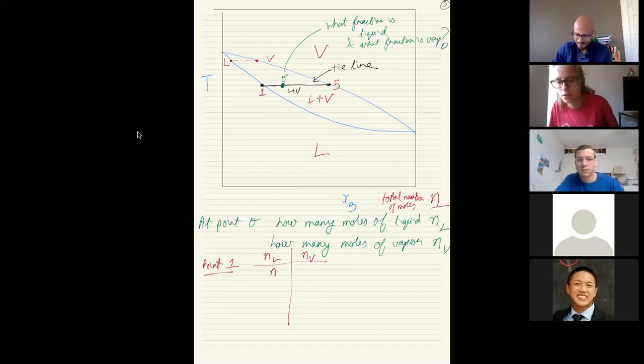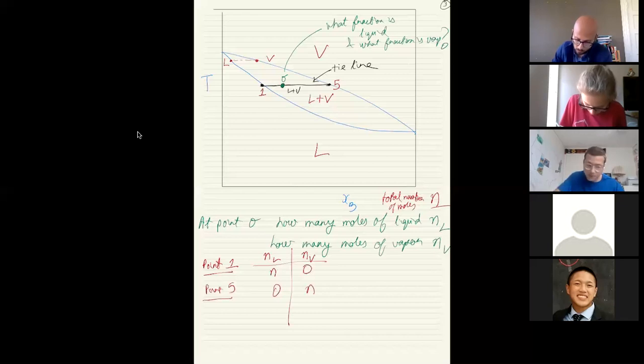Jared. Oh, cool. I got Jared. Now you have to help me, Jared. And what's going to be N vapor then? 0. Perfect. Let's go to point 5. Can you tell me what will happen there? The opposite. Opposite, 0 and N. Thanks, Jared. Perfect. So we know the endpoints, how they will look like.